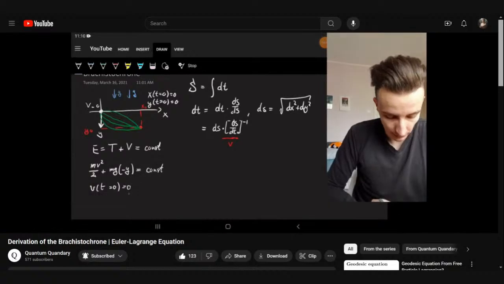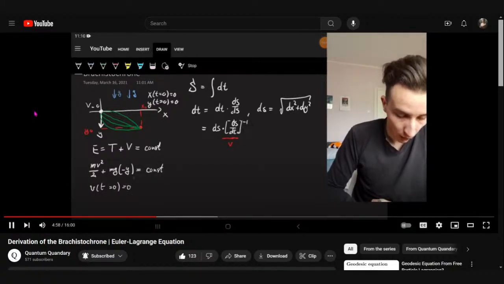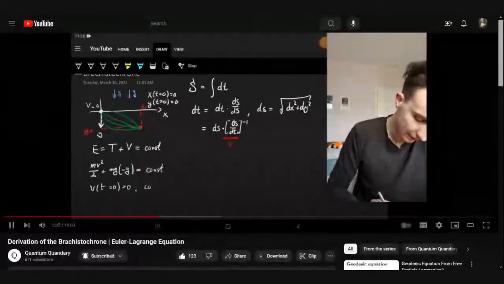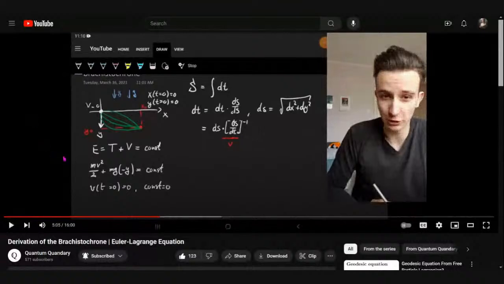So if the velocity at t equals 0 is 0, and y of 0 equals 0, then that means that the constant is equal to 0, right? Because we have 0. Well, the assumption is, I mean, you're just assuming there it starts from 0.